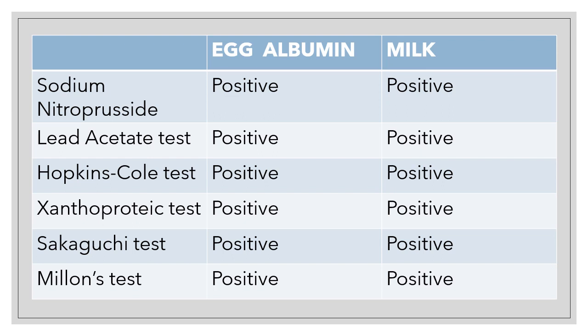What is important here is, of course, to note the components of your milk and your egg albumin. They contain the amino acids that will test positive for these tests, thereby giving you a positive result for each of the tests here.